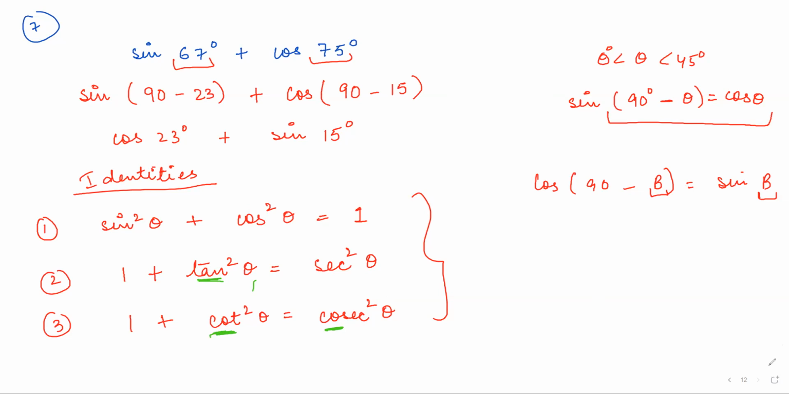Let's come to the exercise. Then we will see how to use these identities now. Exercise 8.4. First question. Express the trigonometric ratios sin A, sec A, tan A in terms of cot A. So basically you have to convert sin A, sec A, and tan A into cot A. So we use the cot identity here.